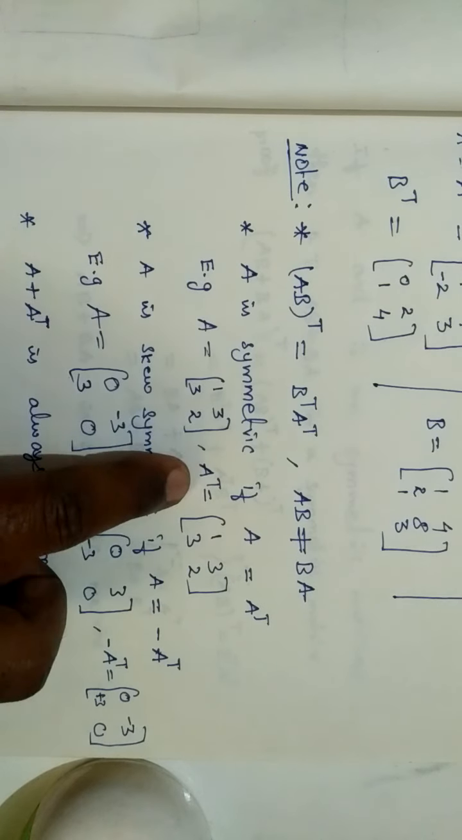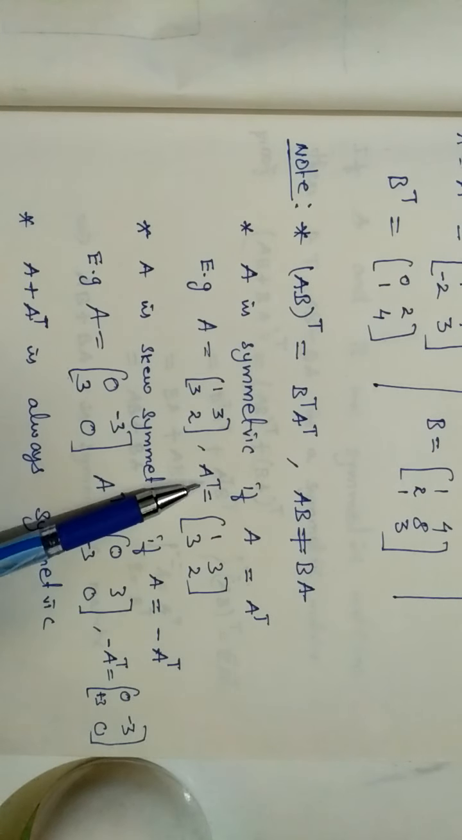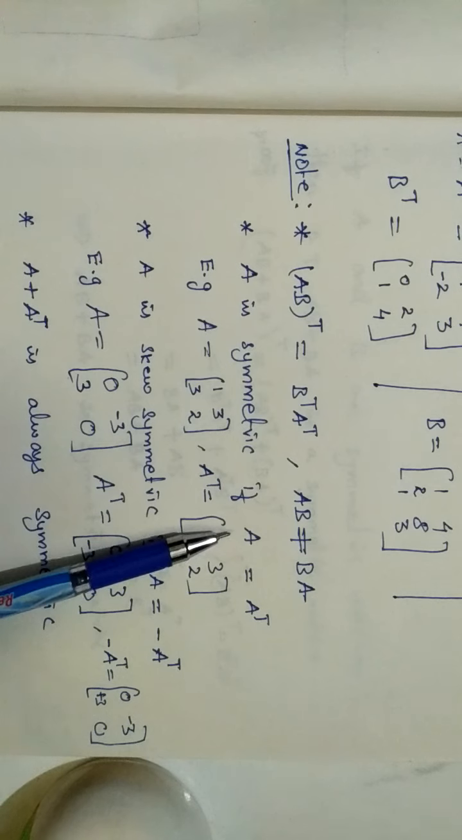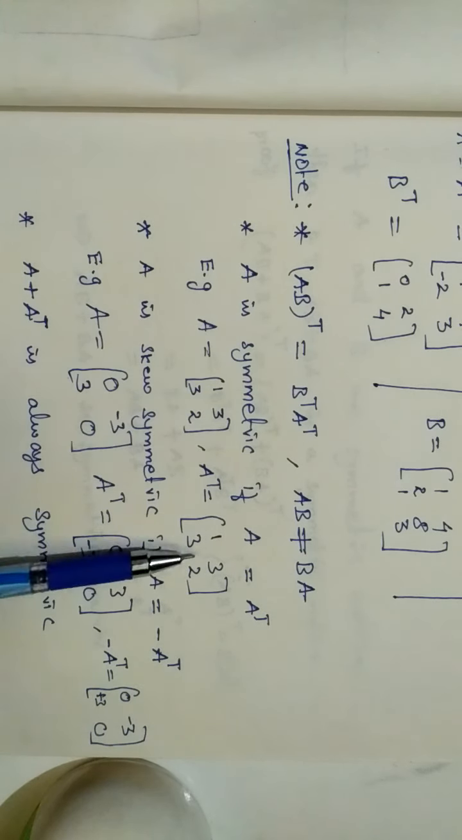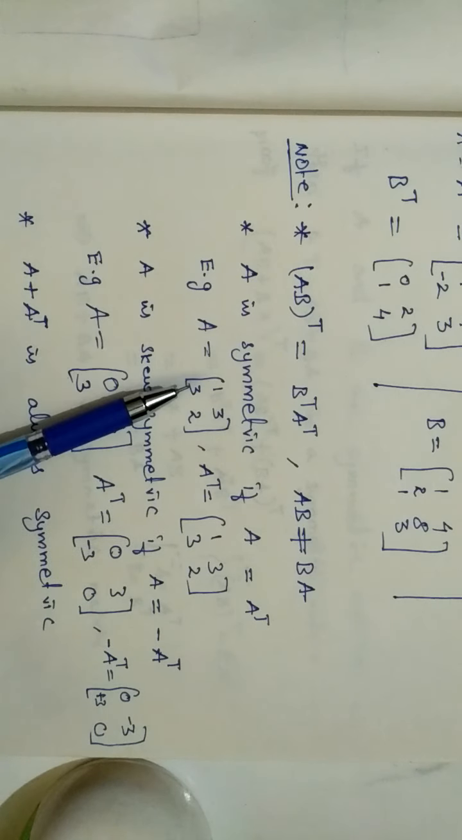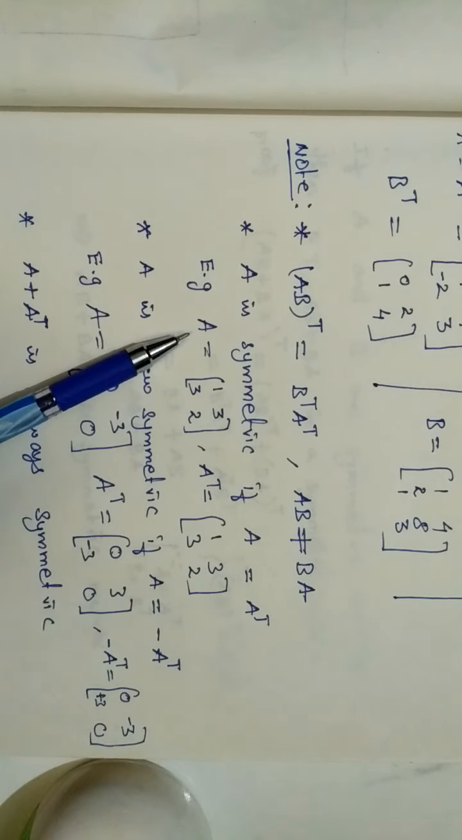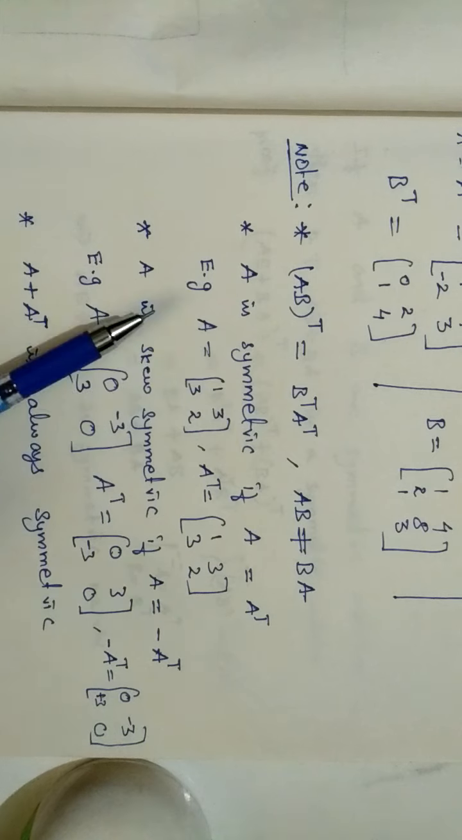Why? When you find A transpose, rows you have to write as columns, and 3 and 2 you have to write as a column. Now you see both will be the same. So this matrix A, we call it a symmetric matrix.